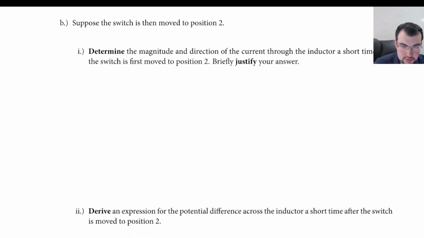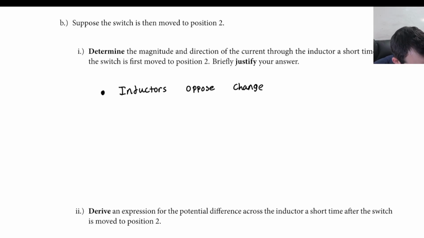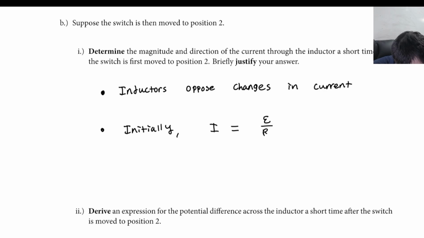And what do inductors do? Inductors oppose changes in current. That's just a fact. So this means initially I is going to be equal to EMF divided by resistance downwards, because that's what it was doing before I flipped the switch.